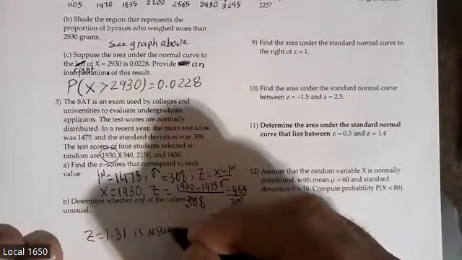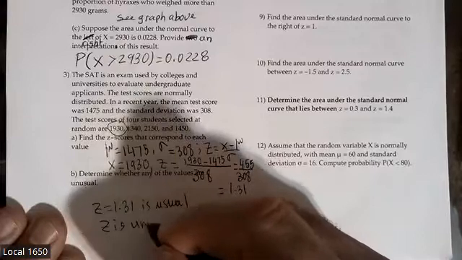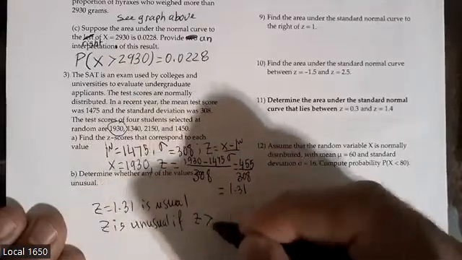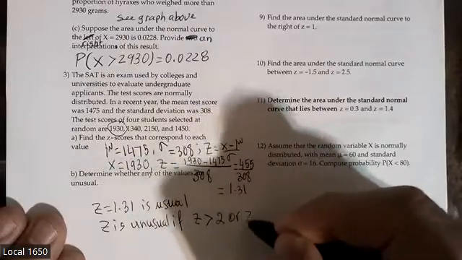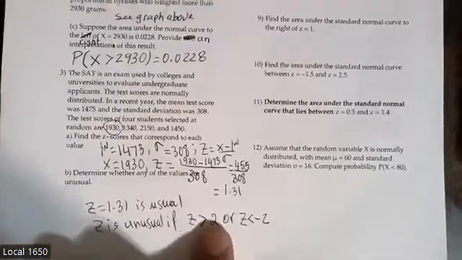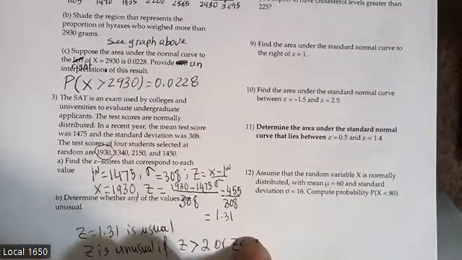And let me remind you guys what unusual means. Z is unusual if Z is greater than 2, or Z is less than -2. And if you get a value, guys, greater than 3, it's very unusual. Less than -3, very unusual.